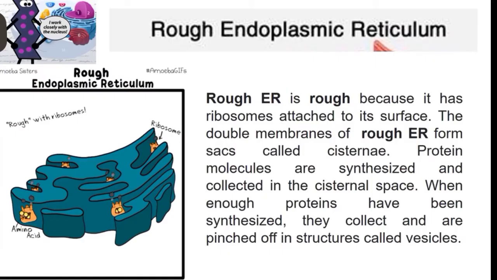Rough endoplasmic reticulum is rough because it has ribosomes attached to its surface. The double membranes of rough ER form sacs called cisternae. Protein molecules are synthesized and collected in the cisternal space. When enough proteins have been synthesized, they collect and are pinched off in structures called vesicles.